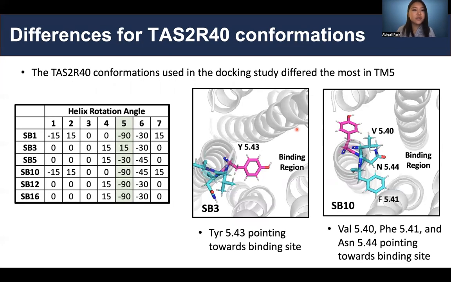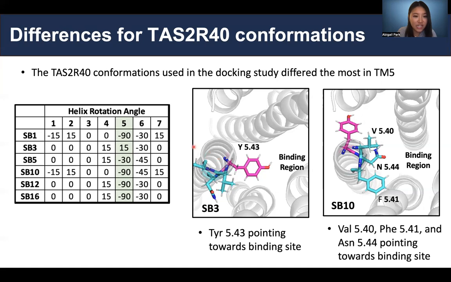And so the major difference in these conformations was seen in helix 5. As you can see, in most of the conformations, helix 5 is rotated at a negative 90-degree angle, but in SB3, it's rotated at a 15-degree angle. And this really changes the residues that are in the binding region.